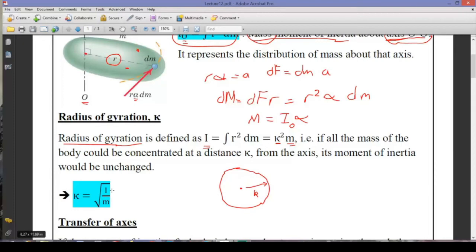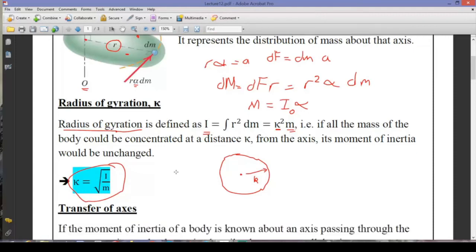And by using the same type of information, actually we can derive this equation to find the radius of gyration kappa as the square root of moment of inertia over the mass. This is an important property that we're going to use later in our studies about kinetics of rigid bodies.